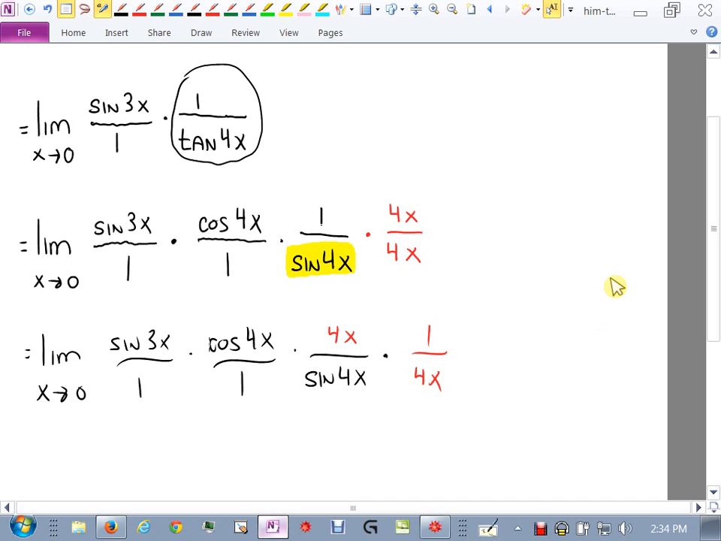Now let's run through everything again. If I take the limit right now, is this a problem? Sine 3x over 1. Is that a problem? No. 0 divided by 1. Cosine 4x over 1? No. This? What is this now going to become? 4x over sine 4x. 1 over 0. So we have a problem again, don't we? So I fixed one problem, created a new one, didn't I? Yes?